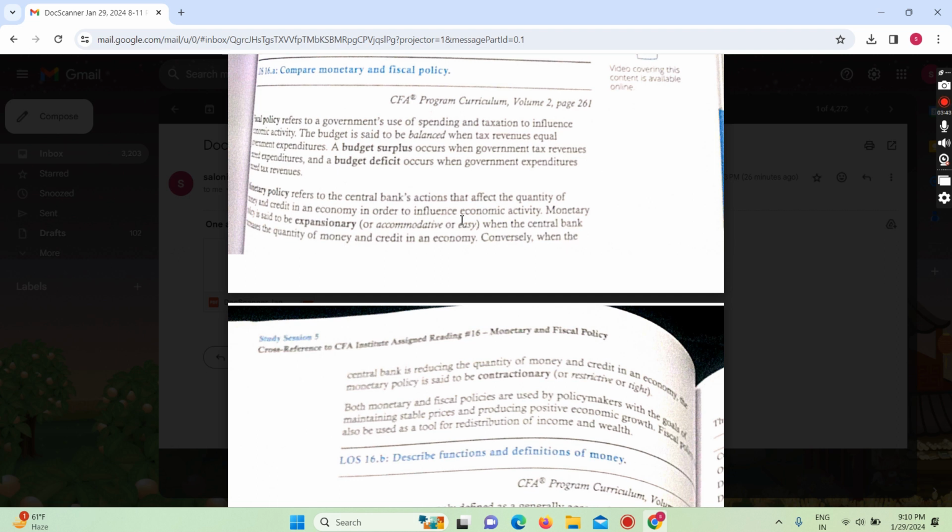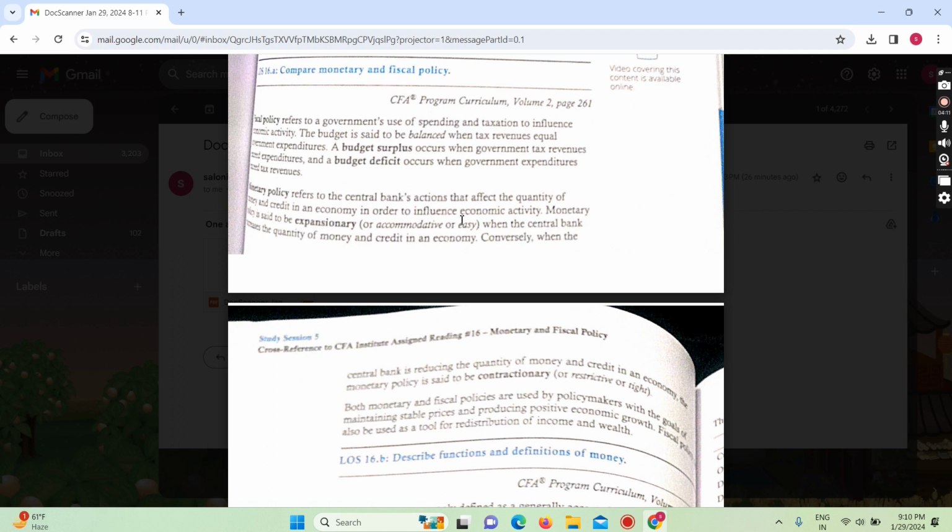We will say that the budget is balanced when the tax revenue equals the government expenditure, and a surplus budget occurs when the government tax revenue exceeds the expenditure. Surplus is when the tax revenue exceeds the expenditure, and a budget deficit occurs when the government expenditure exceeds the tax revenue. So these are basic terms, so there is nothing to spend much more time on this particular part.